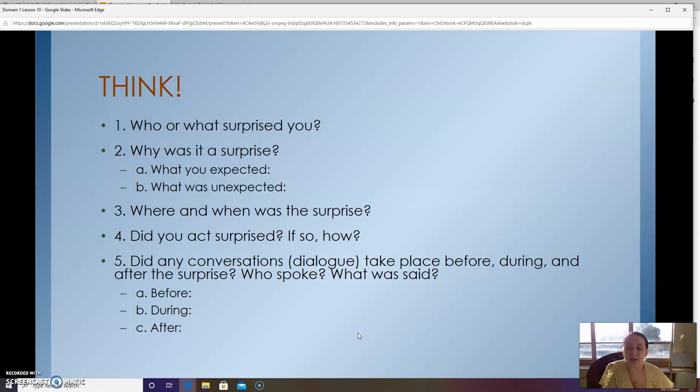Some things to consider when you're writing your personal narrative: Who or what surprised you? Why did it surprise you? Could be something expected, could be something unexpected. Where and when was the surprise? Did you have to act surprised? If so, how? And did any of the conversations, remember that dialogue, take place during or after that surprise? Who spoke? What was said? These are things that we want you to touch on when you're working on your personal narrative because it's important that we get as much detail in as we can while you're writing it.